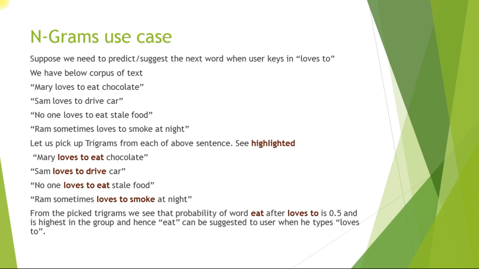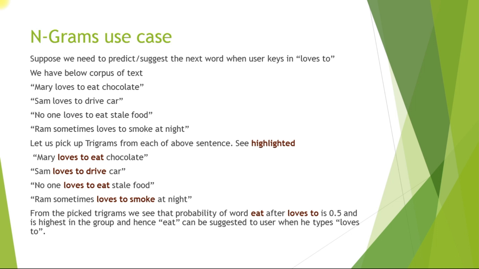These are "loves to". In the first sentence, Mary loves to eat chocolate. We can see the red highlighted words, or the trigrams, are "loves to eat". The second sentence, "loves to drive". Third sentence, "loves to eat". And the fourth sentence, "loves to smoke". And from here, if we see, the probability of eat coming after "loves to" is 50%, and probability of drive coming after "loves to" is 25%. In the same way, probability of smoke coming after "loves to" is 25%.